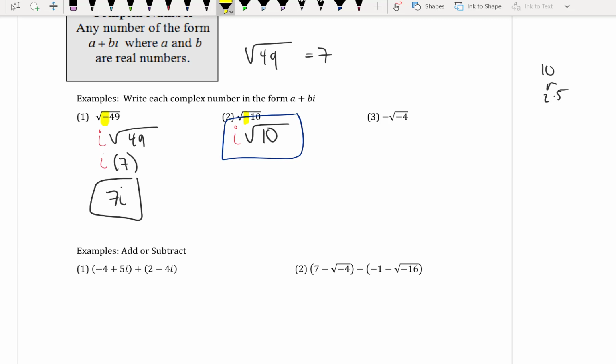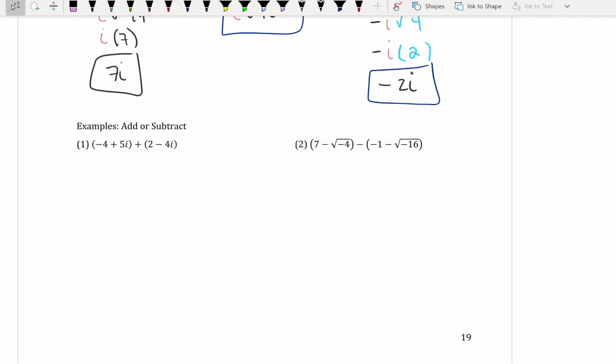Now, let's think about this. I have a negative on the inside, so I know when I take that out, I have an i, and I have the square root of 4. Well, since I have that negative on the outside, the square root of 4 is just 2. So this is really -2i as my final answer.